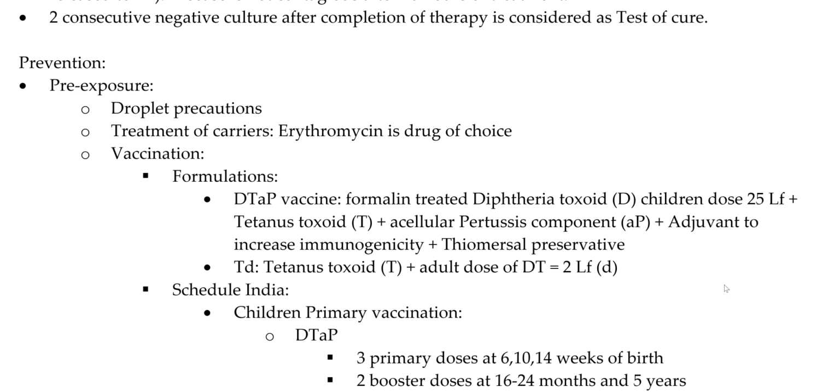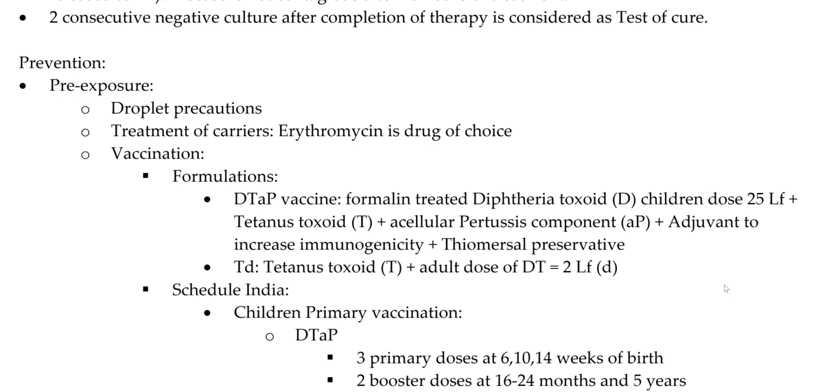So there are two formulations which I would like to mention here. One is DTaP, which contains diphtheria toxoid, formalin treated. This capital D stands for the children's dose, 25 Loeffler units. Tetanus toxoid, which is capital T, and acellular pertussis component, that is aP, giving immunity against Bordetella pertussis, and an adjuvant to increase immunogenicity, and a preservative, that is thiomersal.